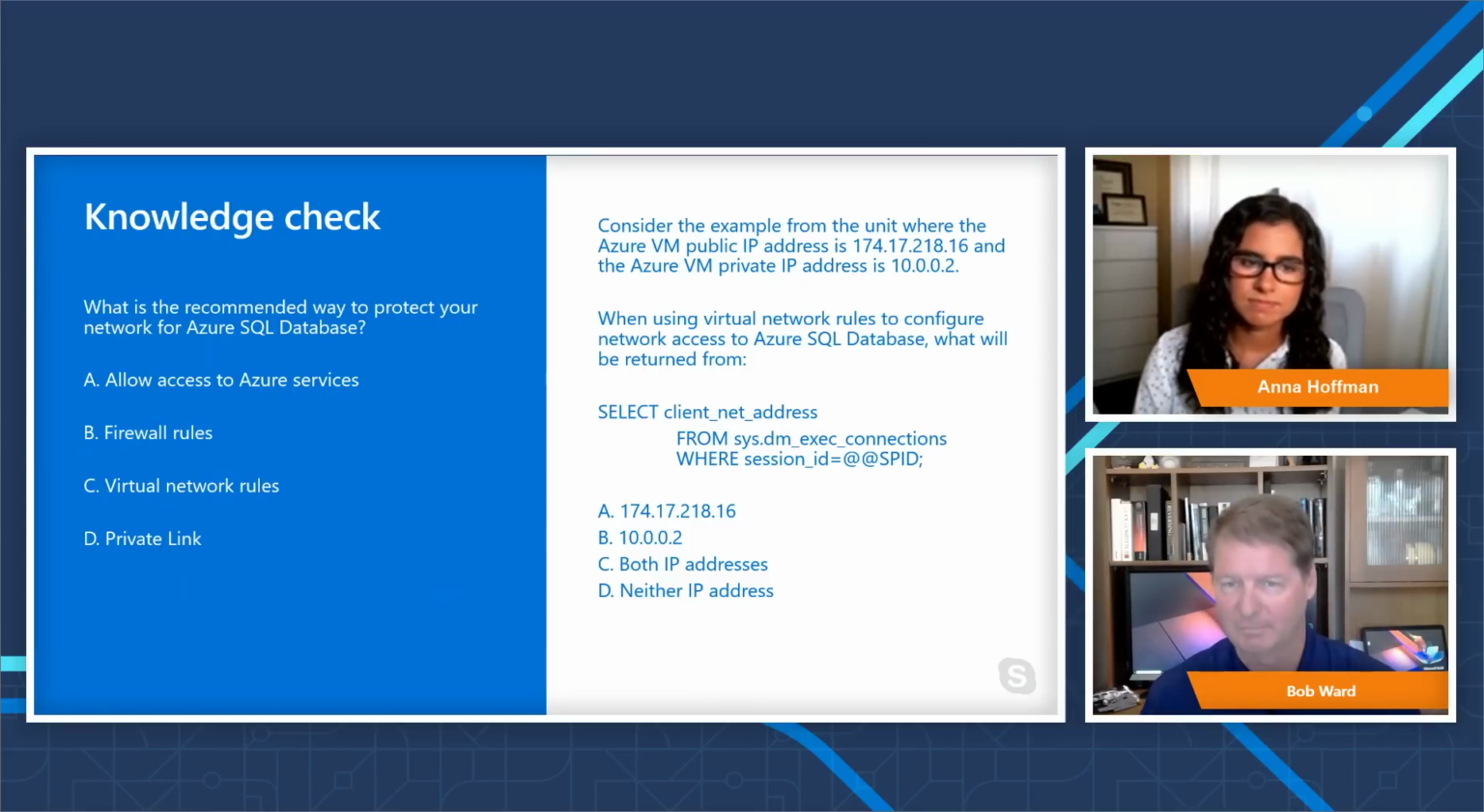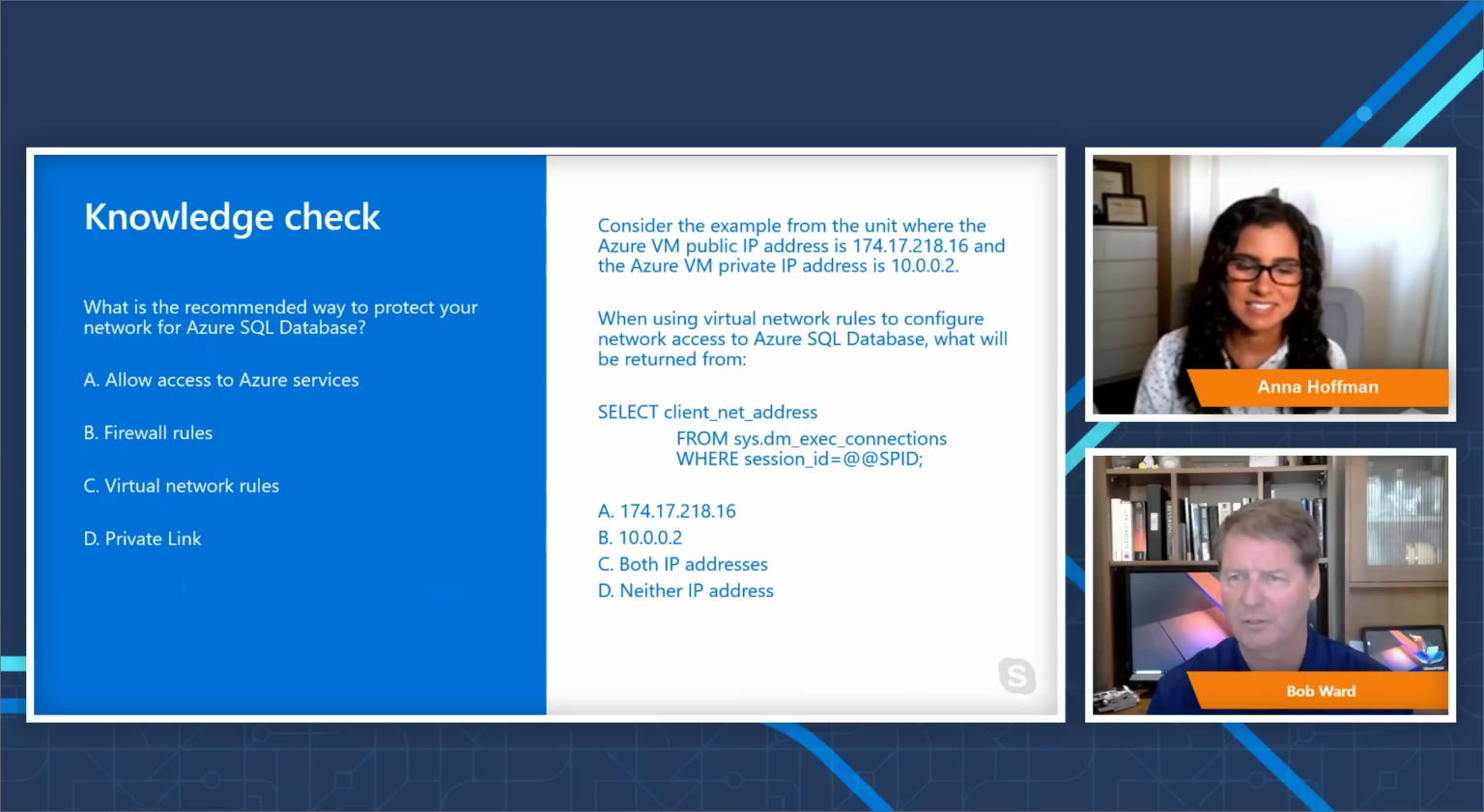So for the other one, this is based on the demo that you did, right? So you're using virtual network rules in this case. You're not using firewall rules. You're not using allow access to Azure services. So in this particular case, since you're inside a VNet, the public IP address of the client would not apply, right? And since A doesn't apply, C doesn't apply, and D doesn't apply. I always do the elimination. That's how I took tests in college. So B would have to be the right answer here, right?